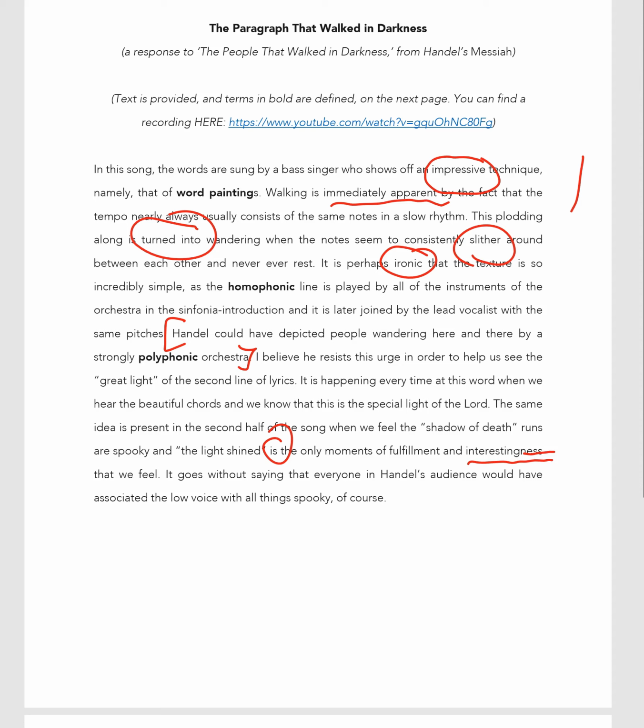The shadow of death runs are spooky. Again, just a little mechanical problem there. It's a little bit tough to understand exactly what they mean. Spooky, not a bad description, but we want to know why.